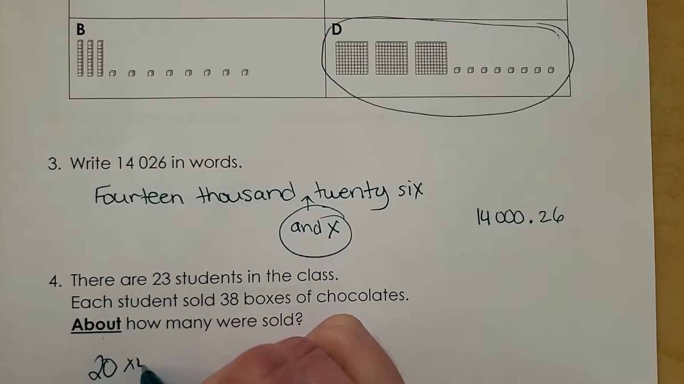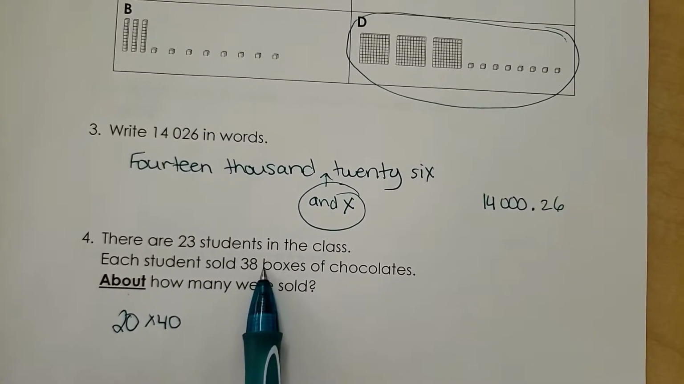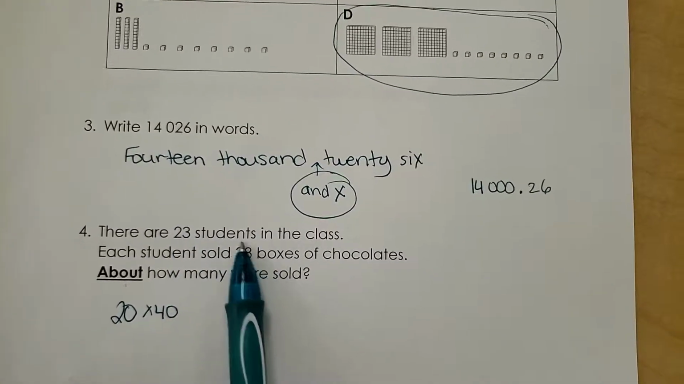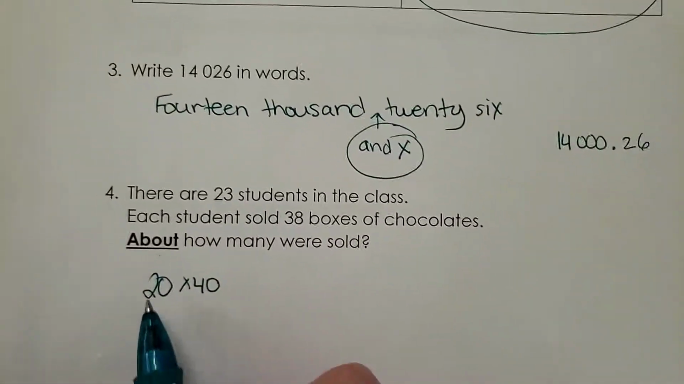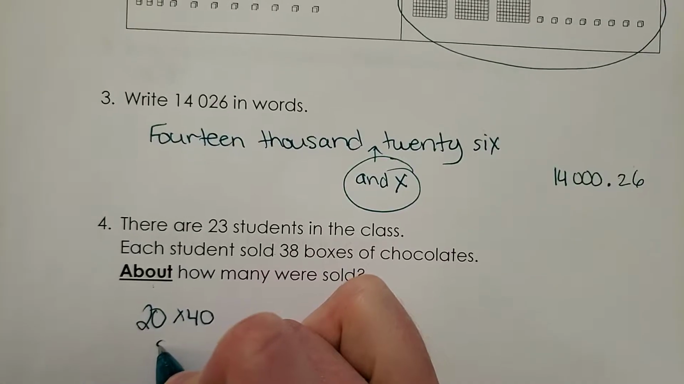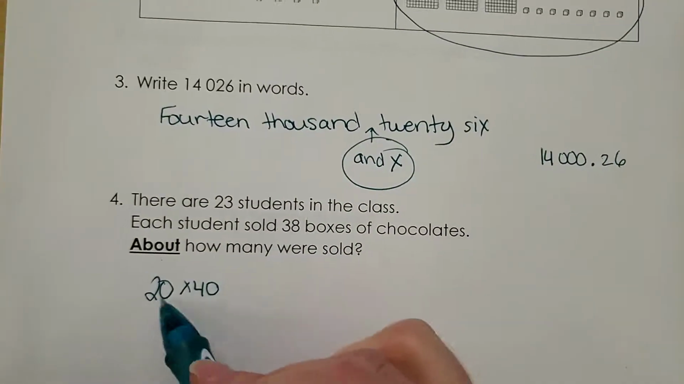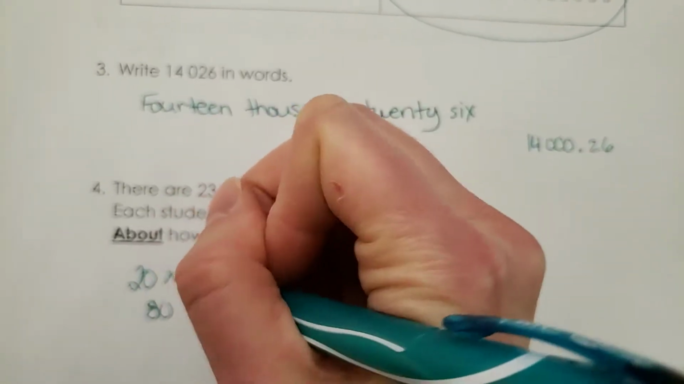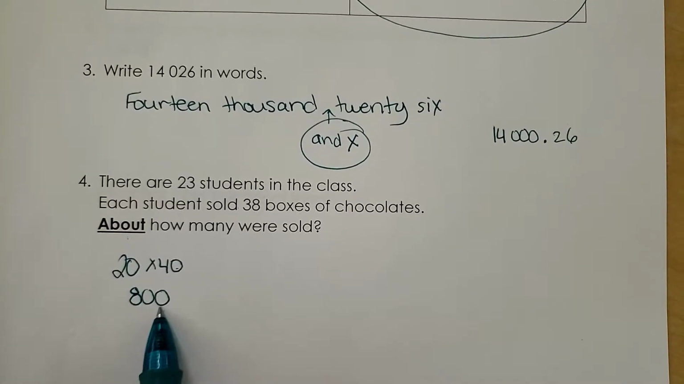And this is a multiplying question because 23 students are selling boxes of chocolates, so each one is selling this. So you multiply 2 times 4 is 8, giving the answer away, and then plop both of these zeros at the end, bloop, bloop, and so 800 is about 800 were sold.